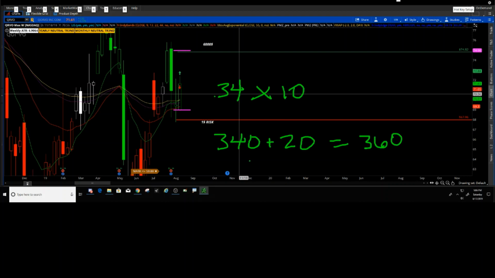Okay? That is your risk on 10 contracts using this setup. But what happens if we get to our target of 74.82? Let's just, again, round it off and say that it's $6 to target. Okay?